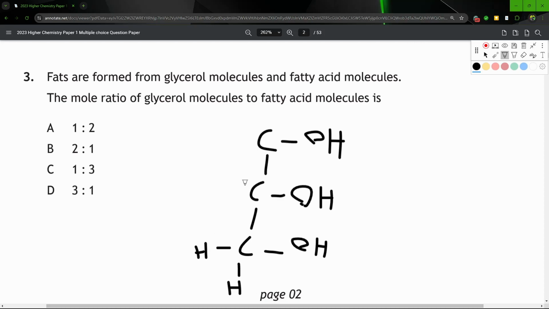I'll draw the hydrogens just for clarity's sake, but as you can see here, we've actually got 3 attachment points, 3 hydroxyl groups that you can stick fatty acids on, because the carboxylic acids can react with hydroxyl functional groups to create an ester link, which basically translates to this thing being able to accept 3 fatty acid molecules. So that means that it would be 1 to 3, right? Because every 1 glycerol molecule can bond with 3 fatty acid molecules.